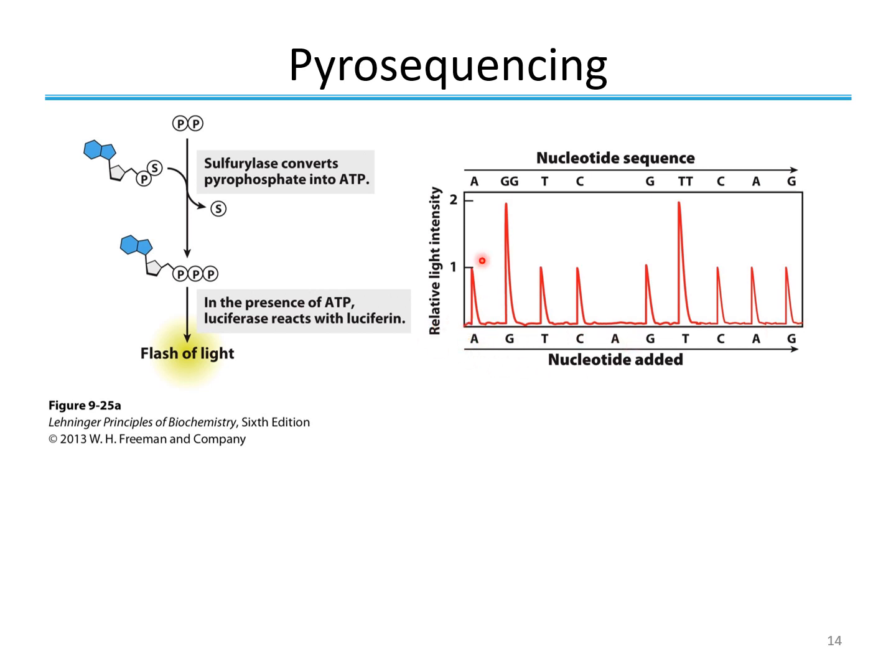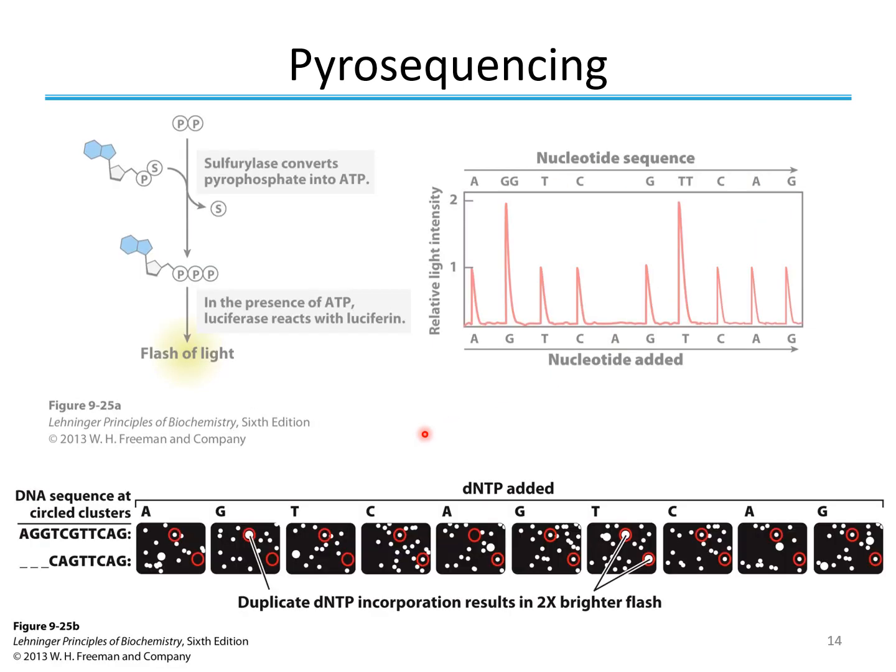You're adding A, you get a pulse of light. You add G, you get two pulses, or a double size pulse of light, right? Double intensity. That means two G's are back to back in that sequence. Then T, then C, then you add A, no pulse, there was no A there. So that's kind of how you're reading what the sequence is.